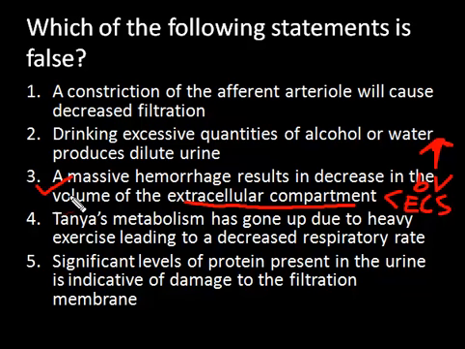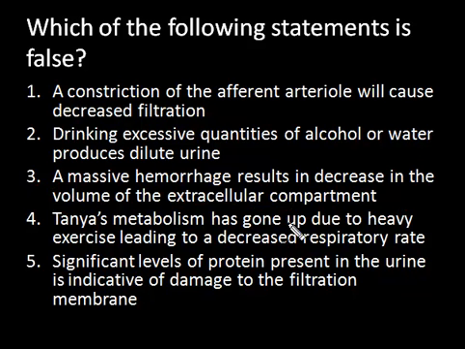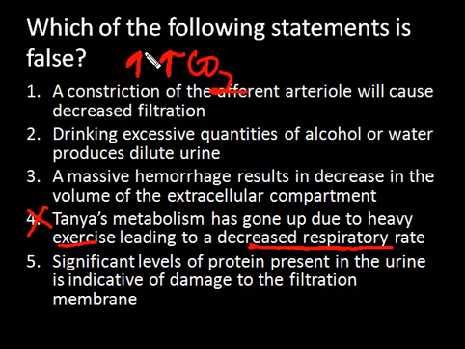Let's look at the fourth statement, which says that Tanya's metabolism has gone up due to heavy exercise, and this leads to a decreased respiratory rate. Now this is false, because when one exercises, you notice that your respiratory rate goes up. The reason being that when you're exercising and the tissues are metabolizing more, tissue metabolism produces more CO2 if there is increased metabolism.